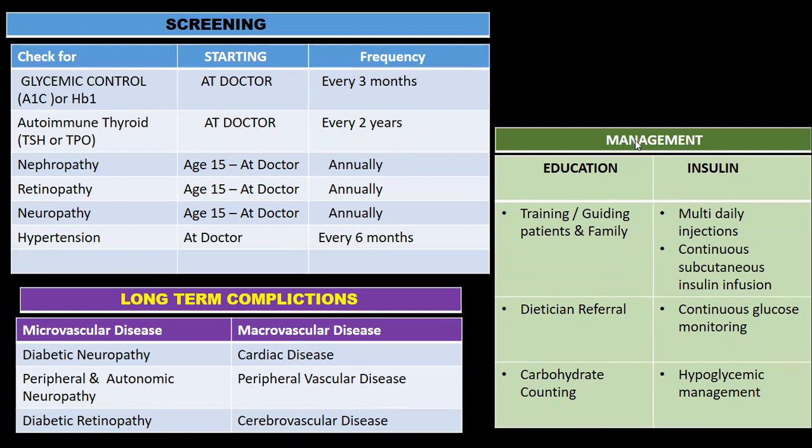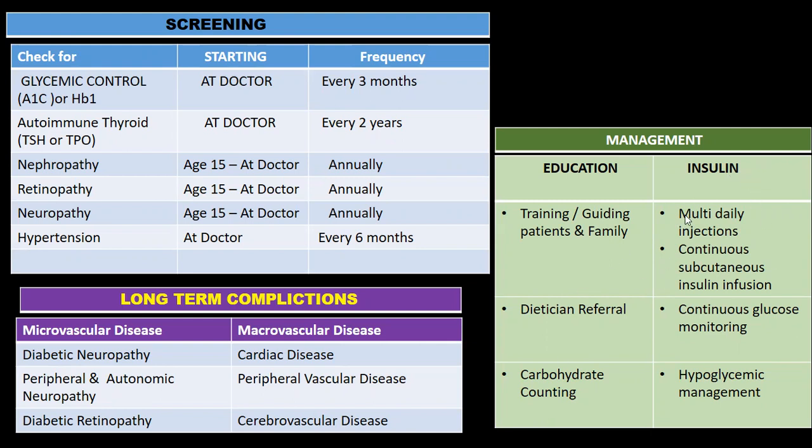Coming to the management, how we can prevent diabetes complications, we can do it in two parts. We can educate the patient and their family, or we can give insulin management or insulin doses. In education, we can train the patient's family. Then there is dietitian referral, where the dietitian gives a complete diet chart to the patient, what to eat and not to eat, and carbohydrate counting, how much carbohydrate a person needs to take per day, which is made by the dietitian.